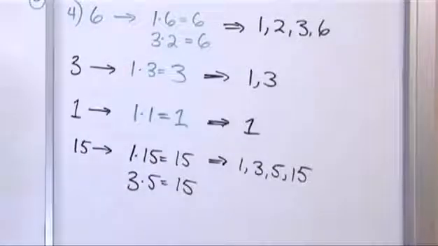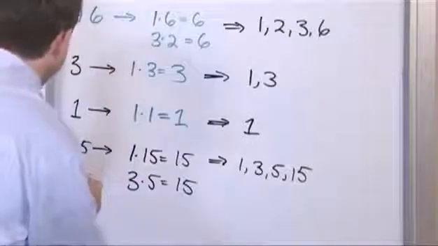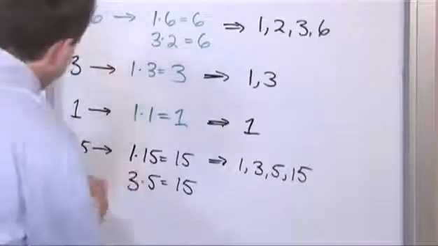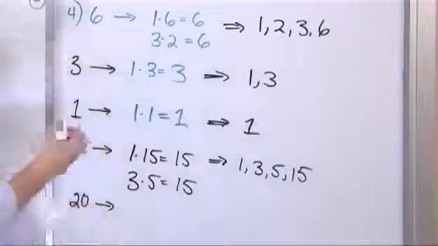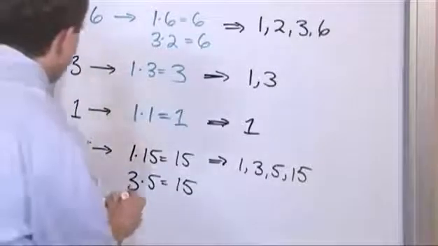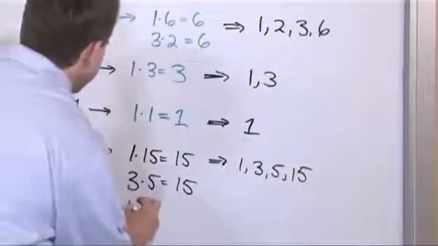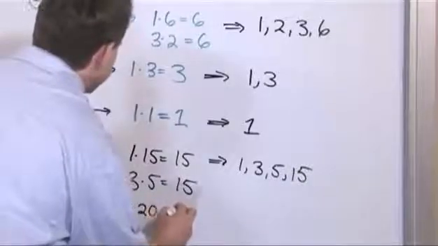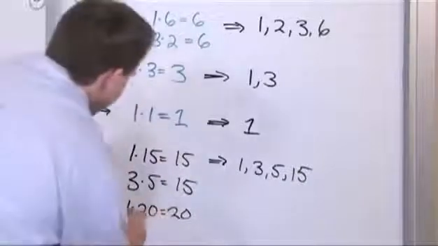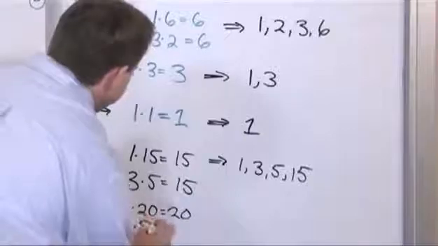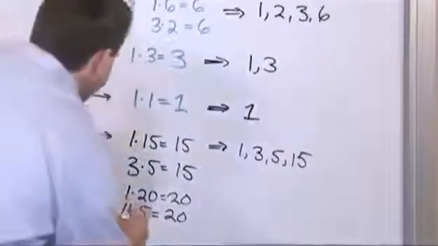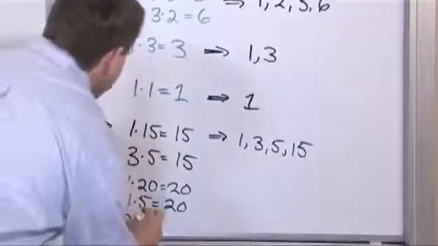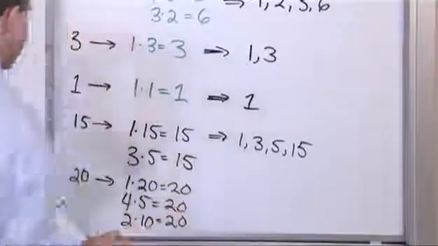All right, let's do another one on this board, and then we'll switch over to the other board. Let's say we have the number 20. Now we start getting into larger numbers. When you get into larger and larger numbers, you're going to have more factors. So let's see, 1 times 20 is equal to 20. We have 4 times 5 is equal to 20. And you have 5 times 4 also, but that's not really going to help you. You also have 2 times 10 is equal to 20.